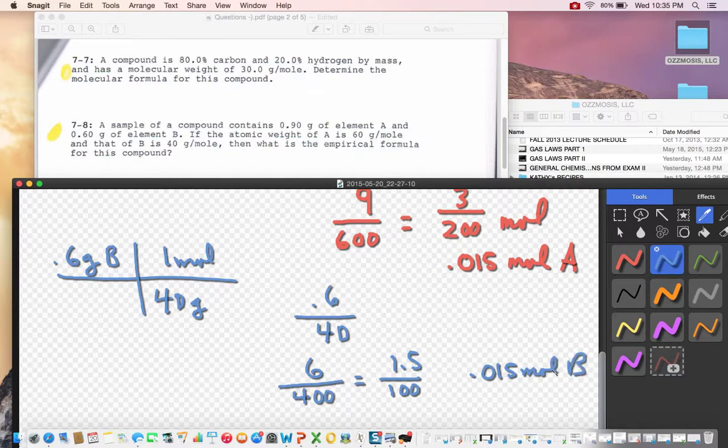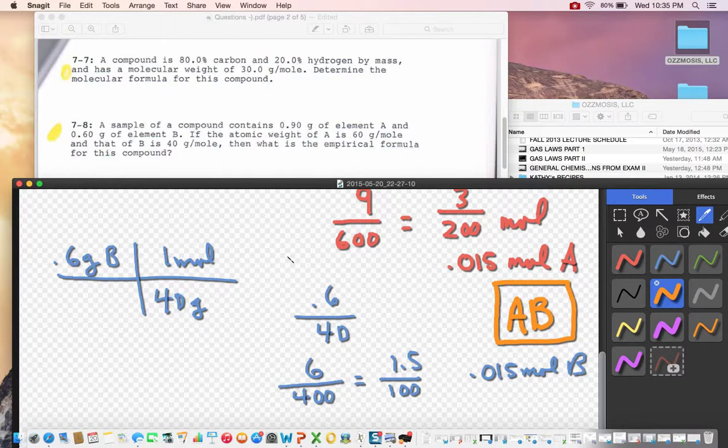I have the same number of moles of A that combine with the same number of moles of B. Therefore, the empirical formula must be 1 atom of A combines with 1 atom of B. I have AB. Again, a different way of approaching the problem that makes the math easier. Do not attempt to simplify these with long division.